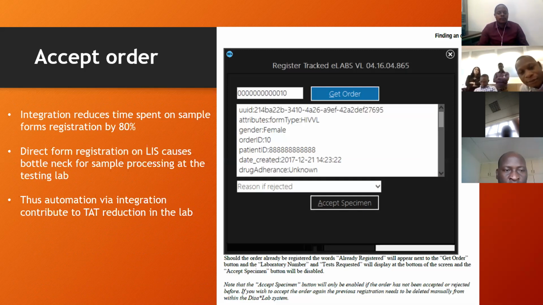So this slide is showing you how the registration is done via the integration. Once a sample is brought to the lab with the eLABS barcode, it's scanned, and that's the information that we get. All the patient's demographics are gotten through the integration, and we accept this specimen. This integration reduces registration time by 80% in the lab, which reduces the bottlenecks of sample registration directly on DISA LIS. And this also helps us contribute to the reduction in the turnaround time in the lab. Next slide, please.